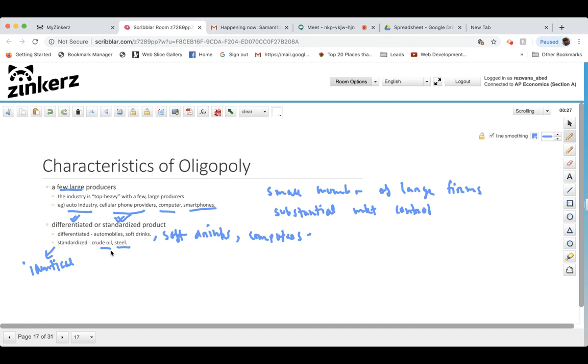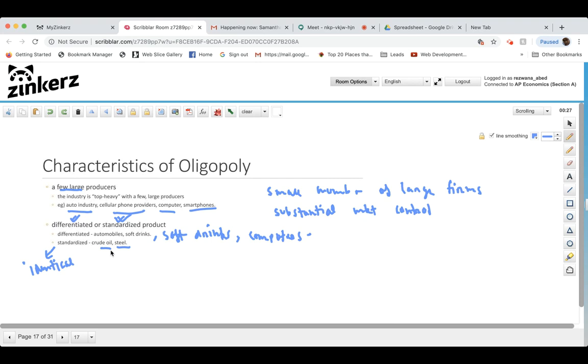Automobiles, in the USA, I think Ford, GMC, Chrysler, these three are sort of the top automobile manufacturers. Like 3 or 4 large firms dominate the industry. Cell phones, like smartphones, for the software for smartphones, it's only either Apple's iOS or Google's Android, right? So these two are the large ones.